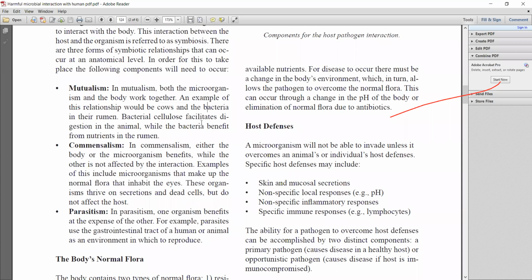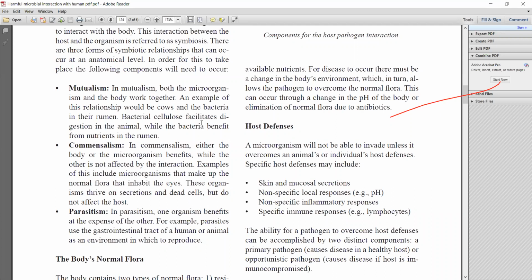So here what is happening? The bacteria present in the intestine of the cow are helping the cow in digestion. The bacterial cellulose is helping in digestion in the animal, while the bacteria itself is also getting benefited. How? They are getting the nutrients from the rumen of the cow. So that is called mutualism.